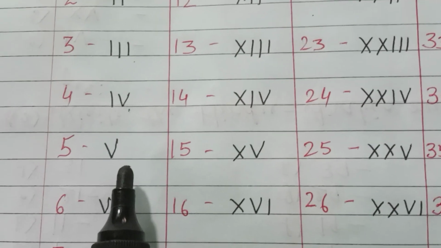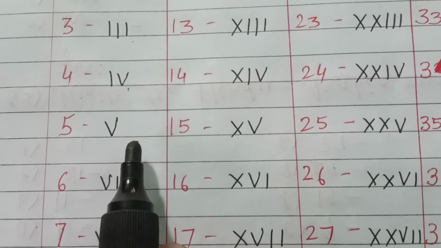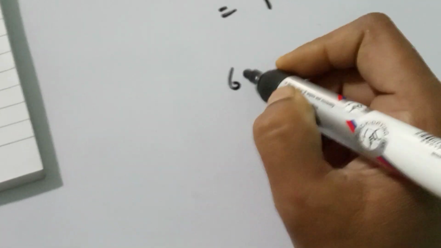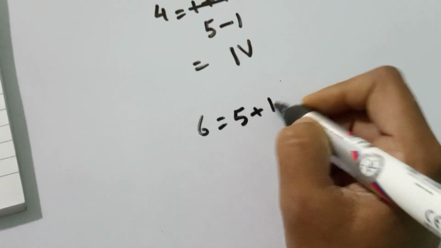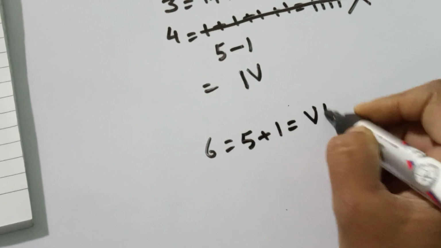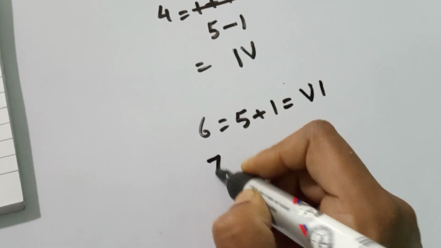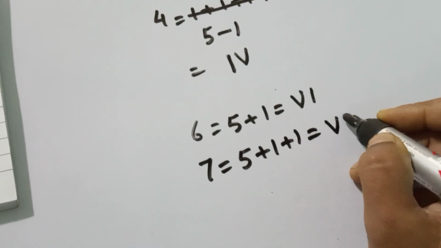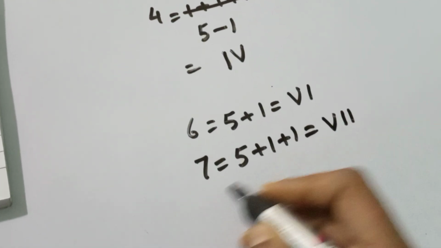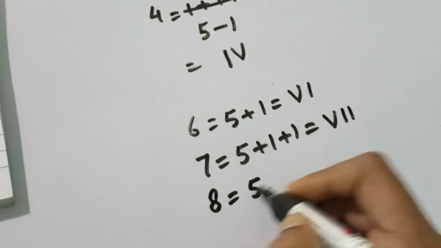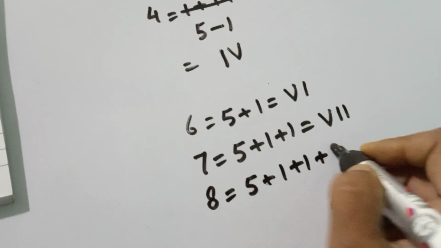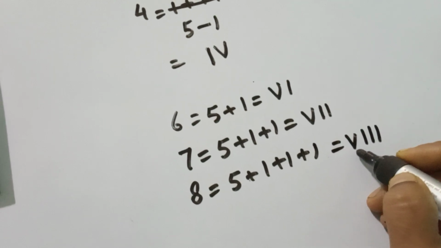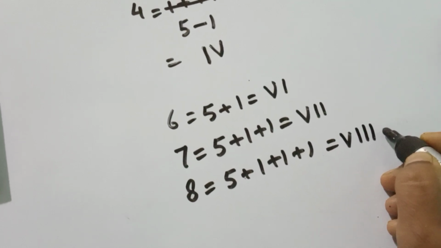Now the symbol for 5 is already given, that is V. Now when you write 6, children, you can write 6 as 5 plus 1, that is VI. Now what about 7? 5 plus 1 plus 1, that is VII. What about 8? Again 5 plus 1 plus 1 plus 1, that is VIII.